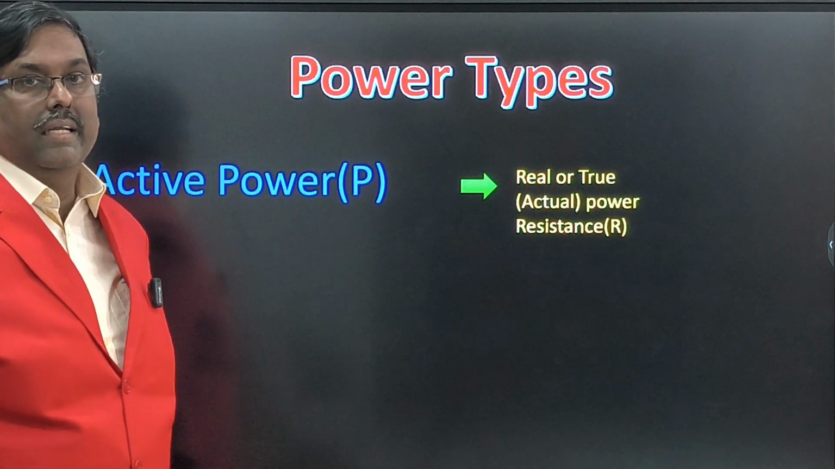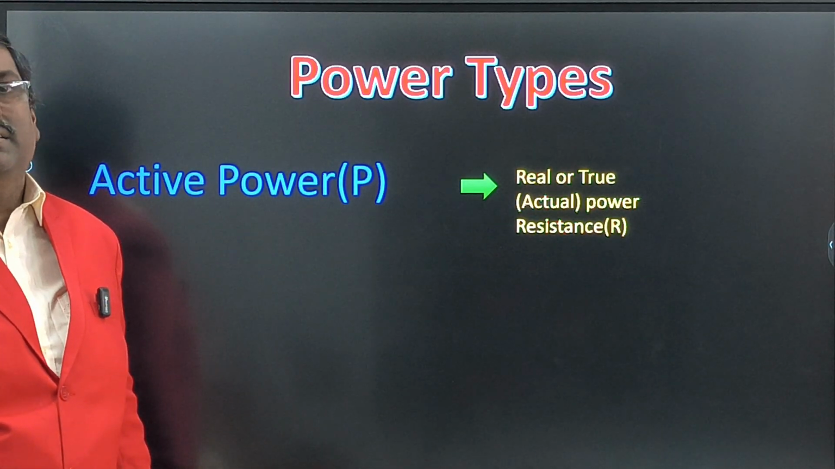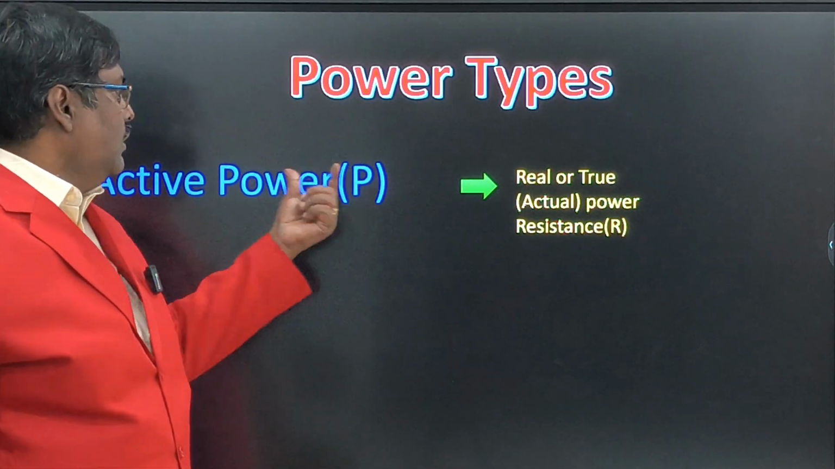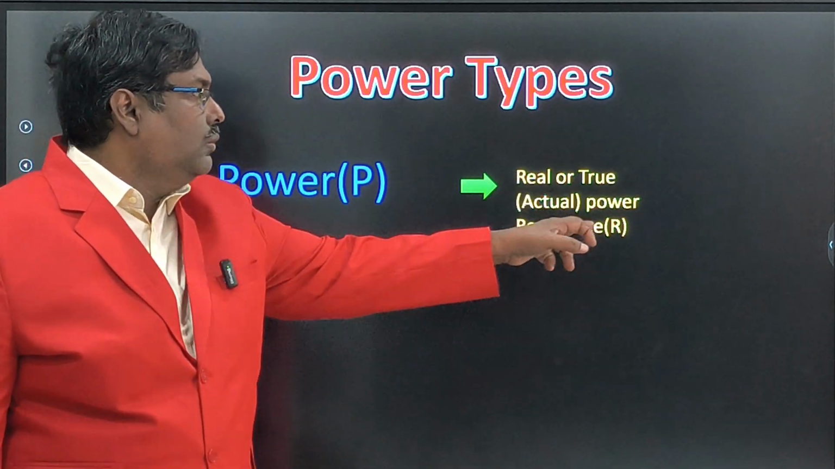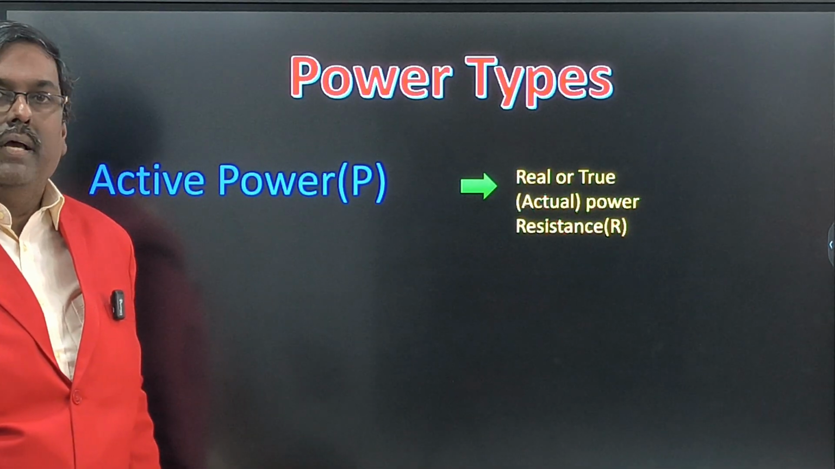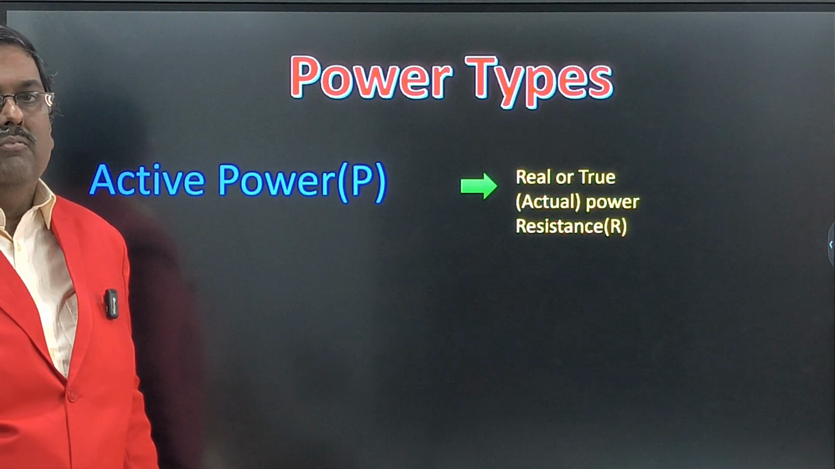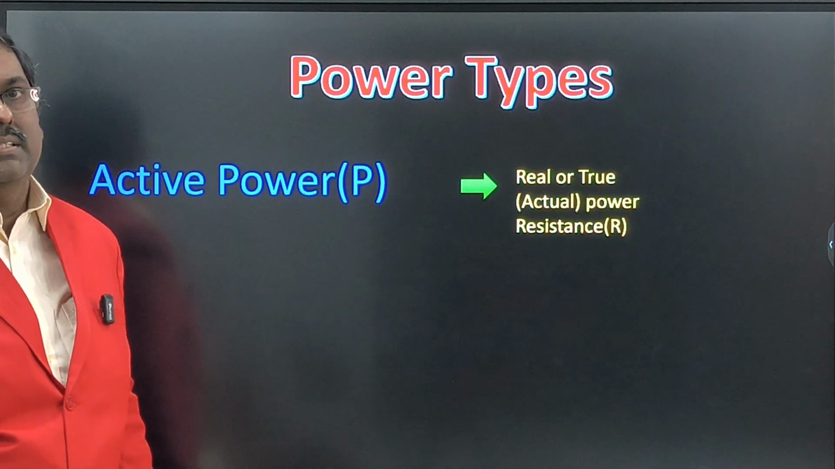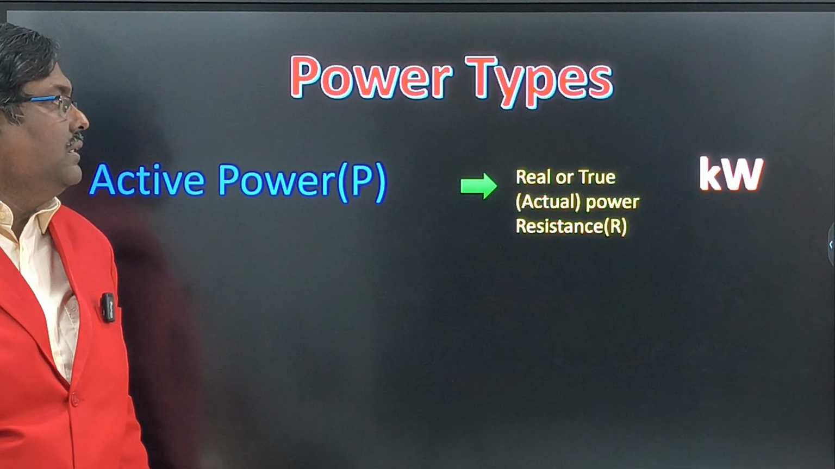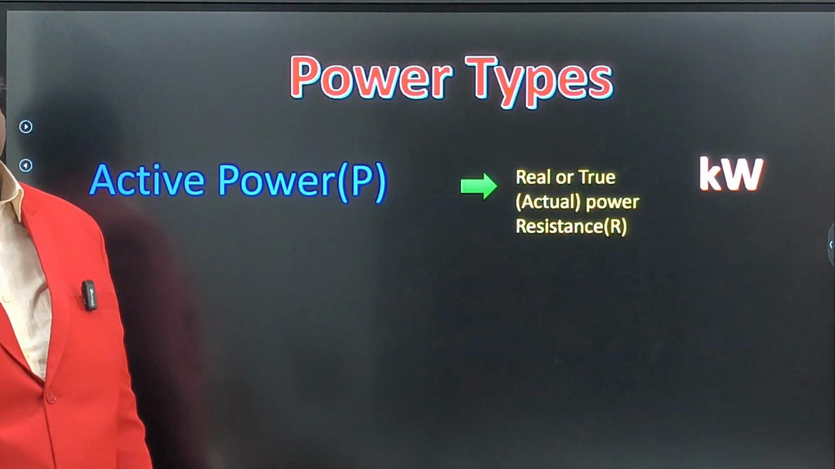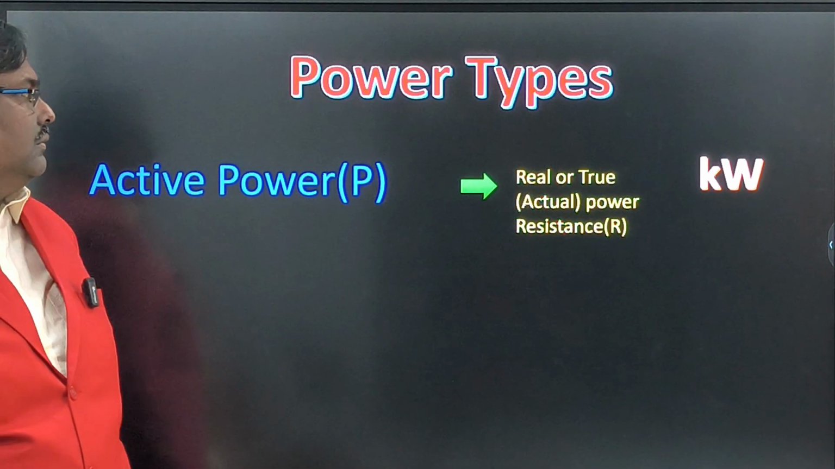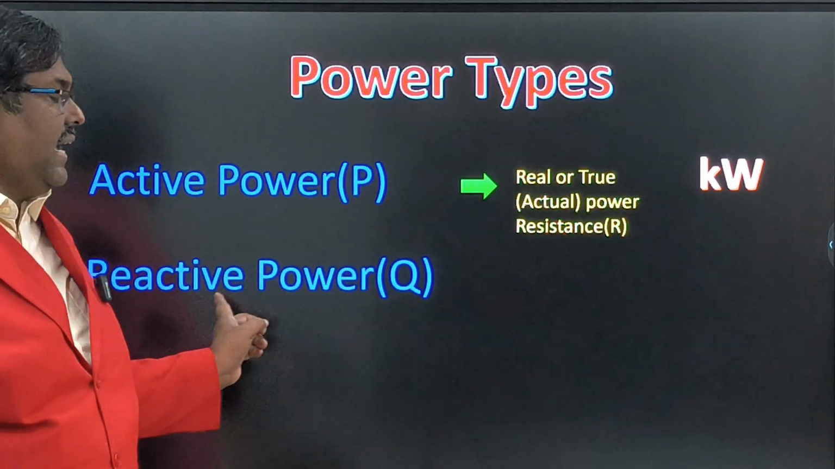And this is based on resistance. Correct. This is a resistive load. This active power is there due to the resistive load. So that is why we can compare this one to the resistance also. So sometimes we can use the same formula for finding out the value of resistance. Okay. So its unit is watts or kilowatts. Okay. So next one, reactive power.